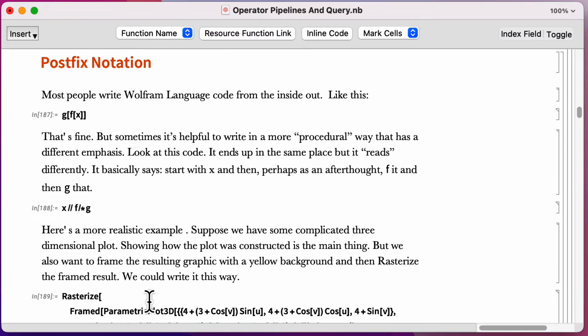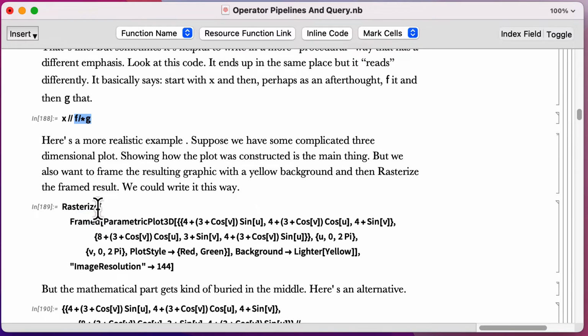Now, many people write Wolfram Language code from the inside out. You sort of start with f of x and you say, let's g that. And that's fine. There is another way to do it, which looks a little more like traditional old school procedural programming. And here's how you do it. You say, let's start with x. And here's what we're going to do after we see x. First, we're going to f it, and then we're going to take whatever comes out of the f and g it. So it's sort of like building blocks or Legos or Scratch, if anyone's seen the computer language Scratch.